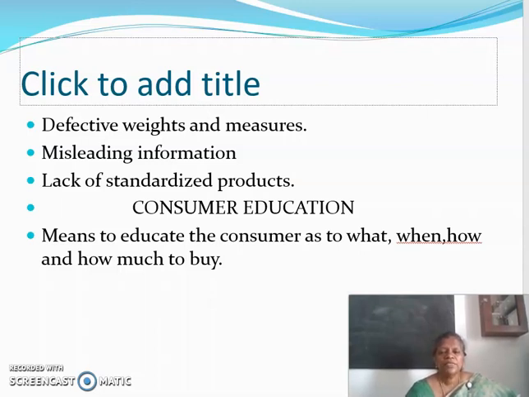Next one is defective weights and measures. Whatever product we are getting, that is not the correct weight and measure. For example, when you get a packed item, whether a lace packet or cookie, whatever it may be, you can see a lot of hollowness only, full of air only. And when you open the packet, you can see only a minimum quantity, but the packet will be a huge one. So that is our defective weights and measures.